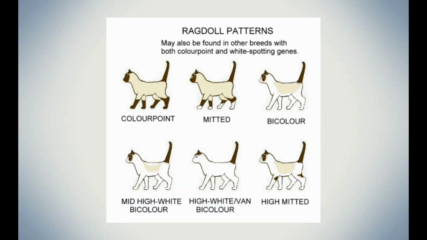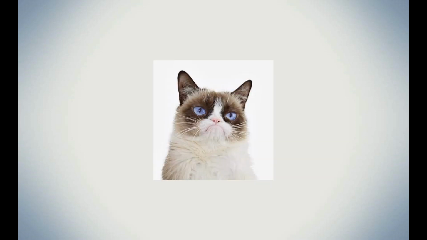They can be mitted with white paws and a little white on their face, bicolor, which covers about half of their body, mid-high white bicolor, which covers about 2/3 of their body, high white or van color, leaving only the ears and tail colored, and high mitted, which also covers about half their body. Fun fact is that Grumpy Cat is most likely a bicolor or high mitted color point.